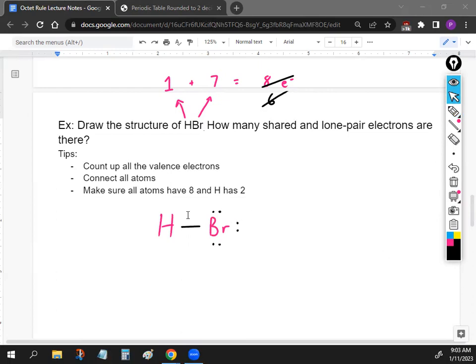Basically what you're trying to do is make sure everybody has 8, hydrogen has 2, and you're using these lines to connect them. The line represents 2 electrons. All the molecules that you're going to look at are going to work out, because if it can't form 8 like this, that chemical basically can't exist.